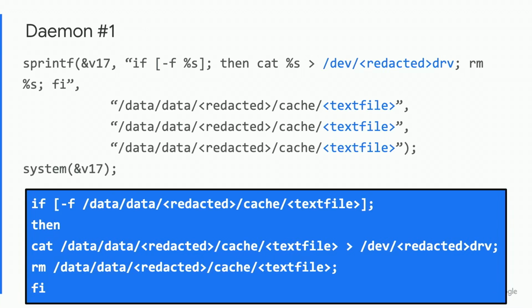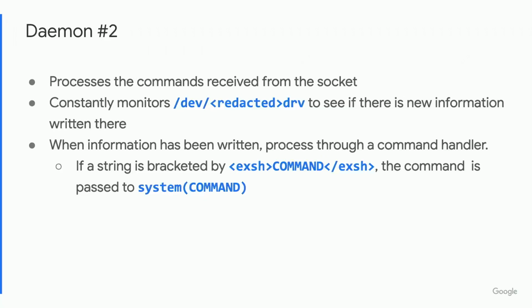So that's what I meant when I said there can be collusion, of that the app knew that this daemon would be running in the background to gather the contents that were received from the socket. Then we have daemon number 2. Daemon number 2's job is to process the commands received from the socket. So it's constantly monitoring the kernel character device to see when new information is written there. And whenever information has been written there, it processes the information.